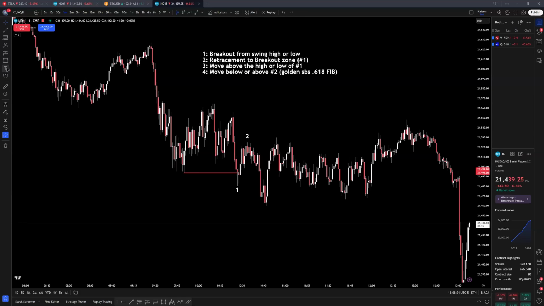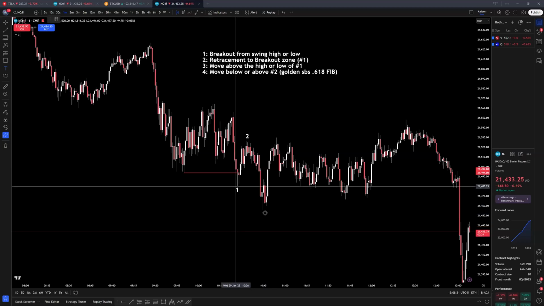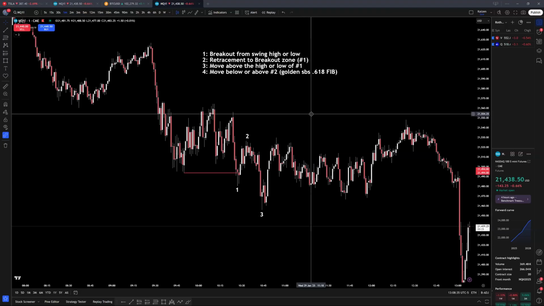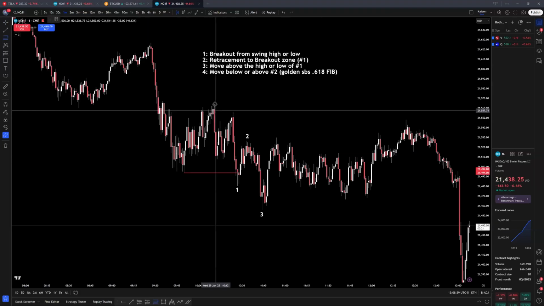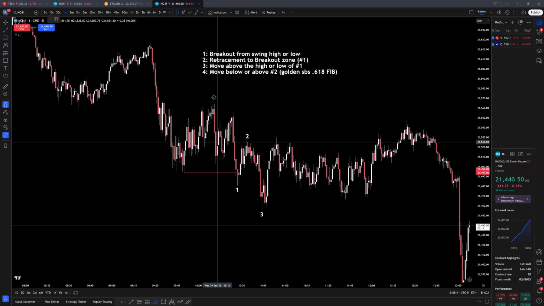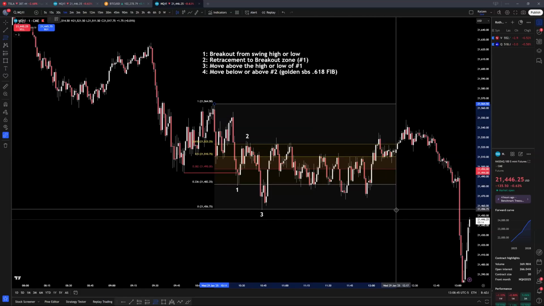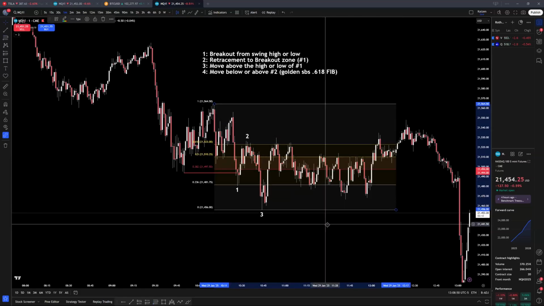Okay. Number three, we need to move above the higher low of number one. In this case, because we're moving lower, we would move below the low. So that'd be your number three at this low. Now, again, once you see this number three, take your fib retracement tool, mark out the most recent higher low. Okay. If you don't know how to use a fib tool, I would just look it up. Okay. So we'd mark it out from this high to this low.